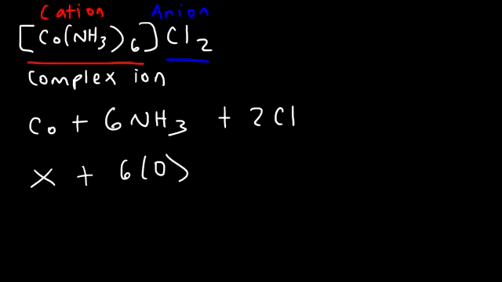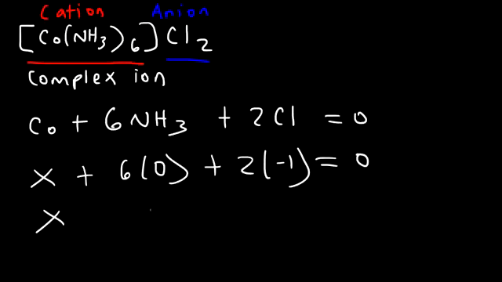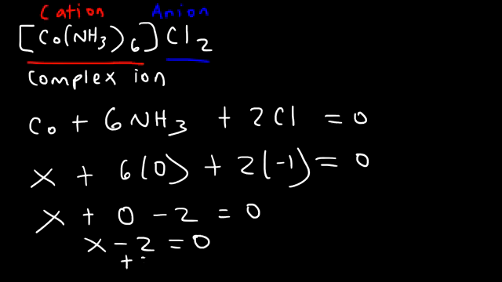NH3 is neutral, so I'm going to replace it with 0. In this case, the oxidation state of the chloride ion is -1. And the net charge of a coordination compound is always going to be 0. 6 times 0 is 0. 2 times -1 is -2. And so we have x minus 2 is equal to 0. And if we add 2 to both sides, x is equal to 2. So the oxidation state of cobalt is 2+.